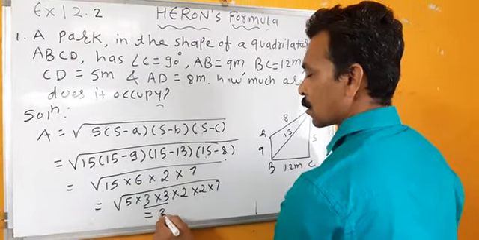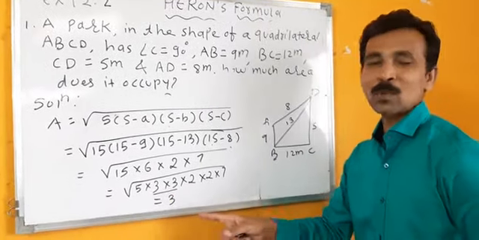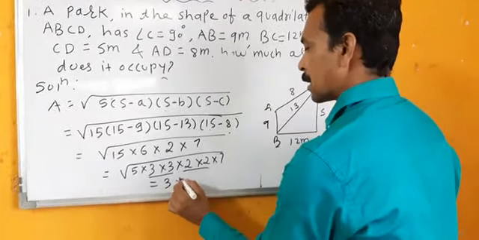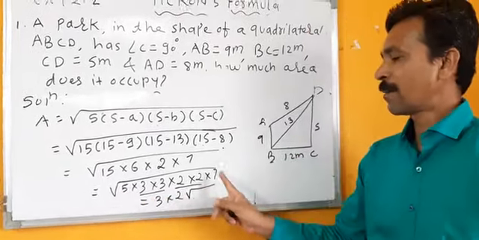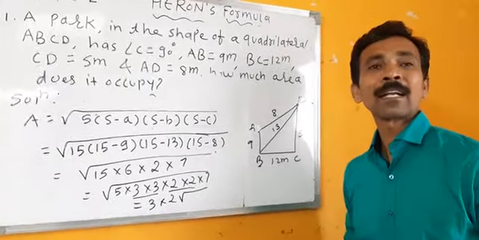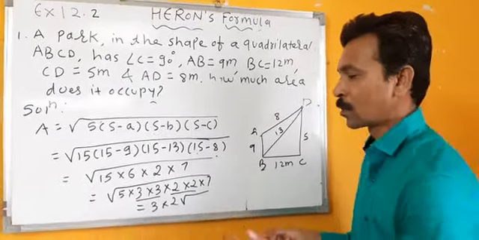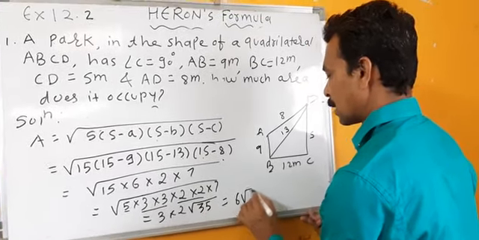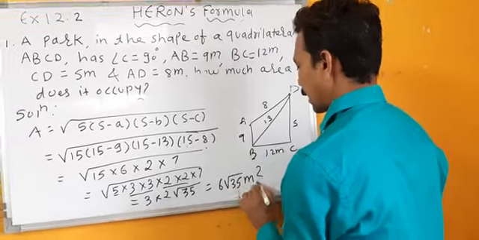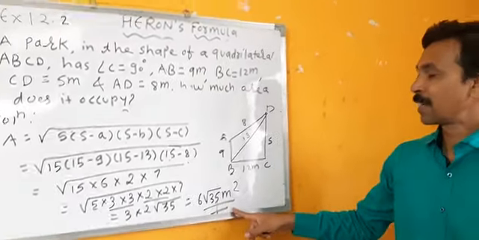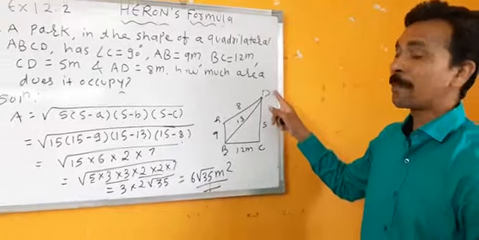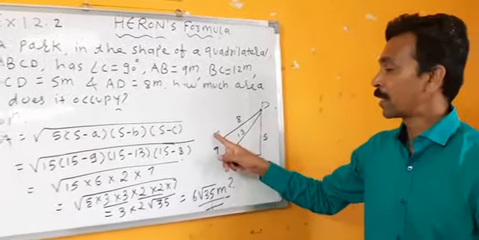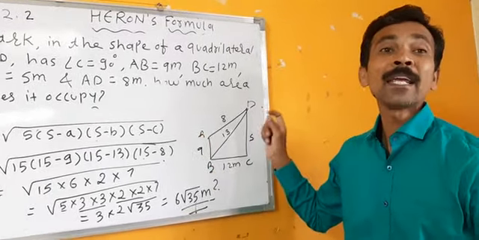From this 3, 3, we will take 3 as common because square root of 9 is 3. From this 2, 2, it is 2. But if you look at 5 and 7, these are unpaired and not perfect squares. So we will multiply both of them inside the root. That becomes 35, so it is 6 root 35 meter square. 6 root 35 meter square is the area of triangle ABD. We have got the area of triangle ABD.